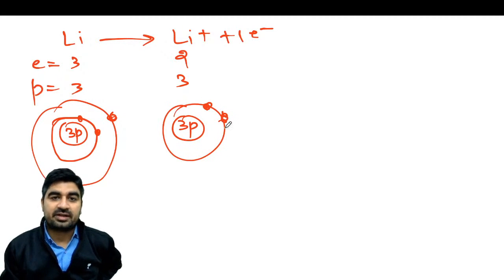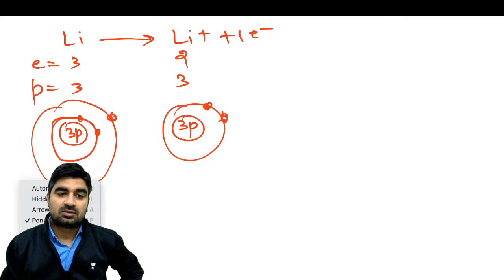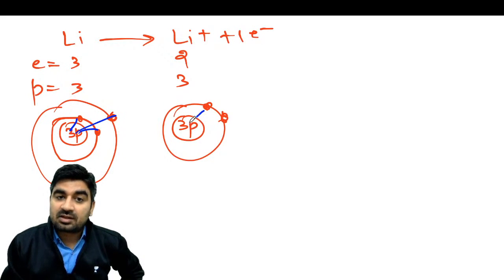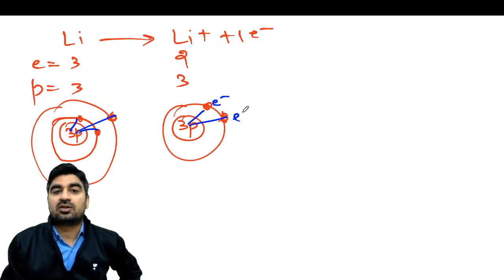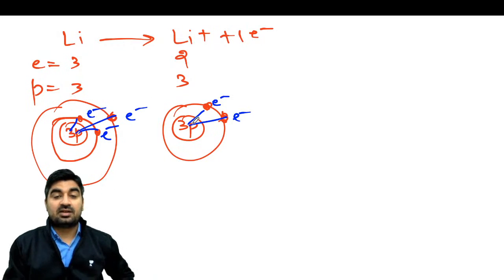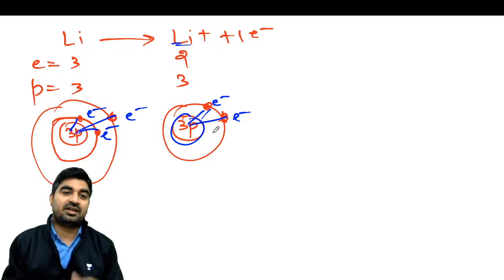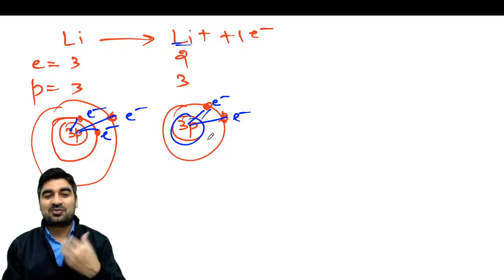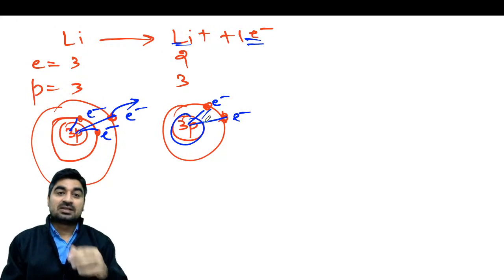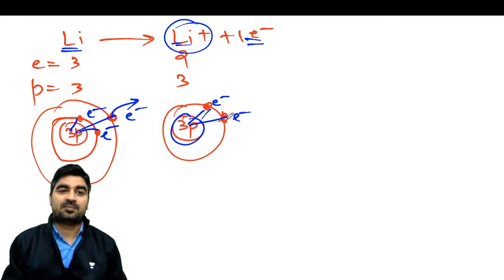So what is going on here, guys? These 3 protons are attracting only 2 electrons. So can you tell me where the attraction will be more? In this case, 3 protons are attracting 2 electrons, so attraction will be increased, and as you can see here, one shell is missing because one electron is removed. So the size of a cation will be smaller than the size of a neutral atom.